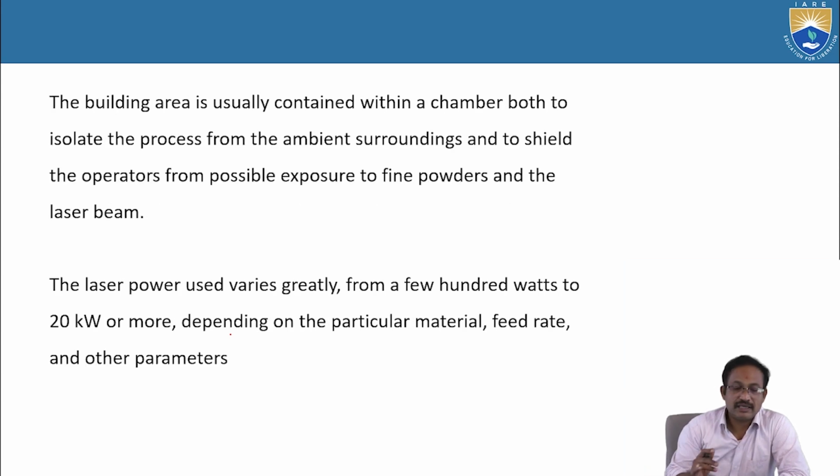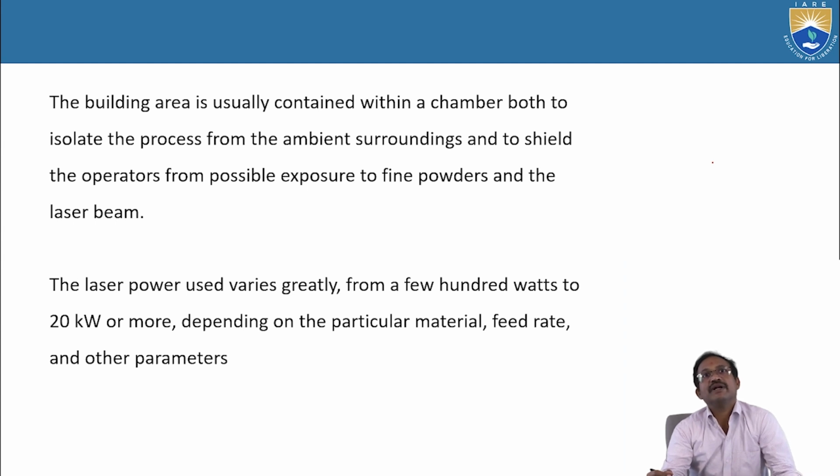Okay, right. The building area is usually contained within a chamber, both to isolate the process from the ambient surroundings and to shield the operators from the possible exposure to fine powders and the laser beam. The laser power used varies greatly from a few hundred watts to 20 kilowatts or more, depending on the particular material, feed rate and other parameters.